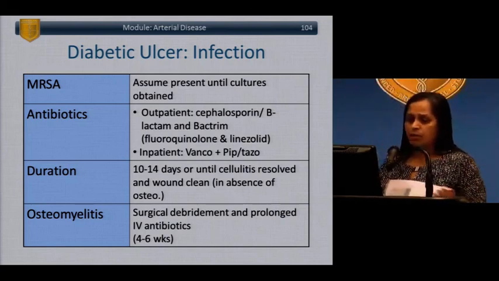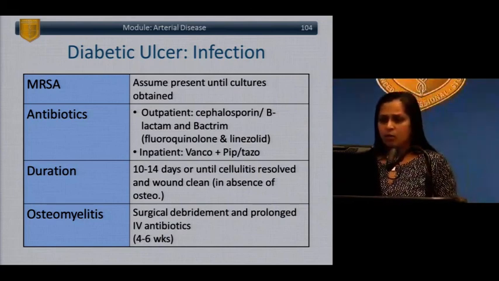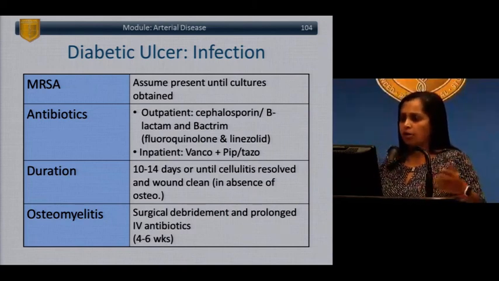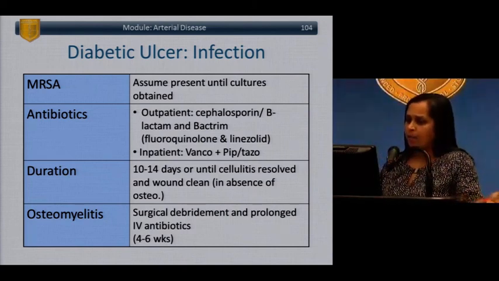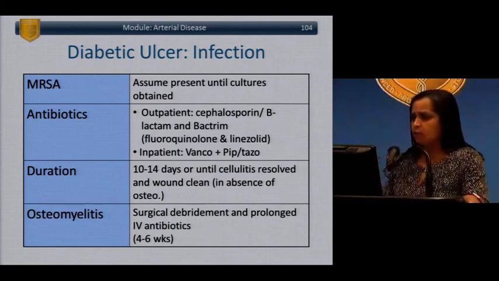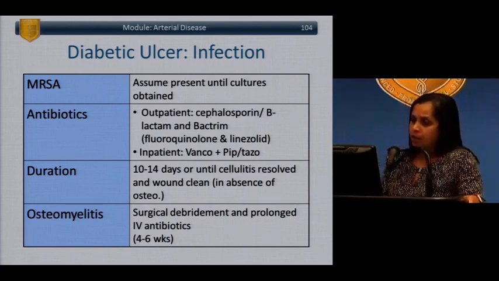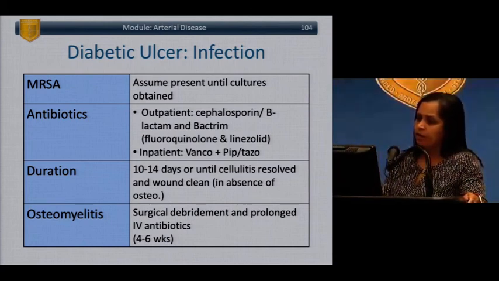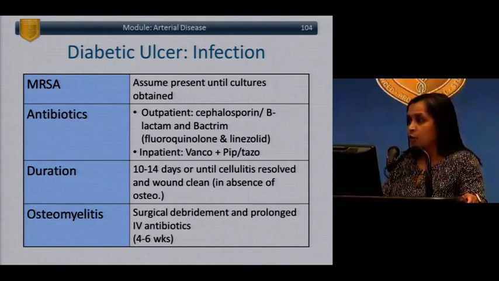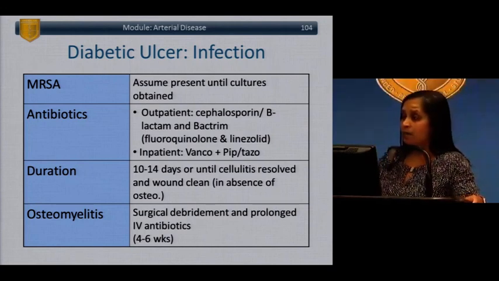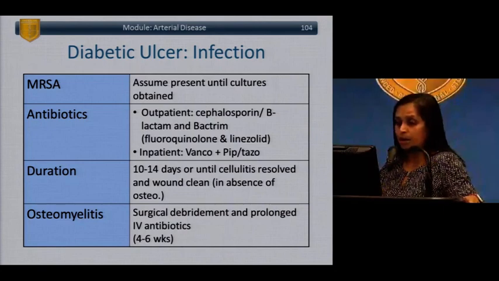In terms of patients that present with infections, you want to assume that they have resistant infections until you have cultures proving otherwise. Outpatient antibiotic spectrum is often a cephalosporin and Bactrim. An inpatient antibiotic typically involves broad spectrum antibiotic coverage. You need to continue the coverage for approximately 2 weeks until the cellulitis is resolved and the wound looks completely clean. In some patients with osteomyelitis, you may need additional surgical debridement and prolonged antibiotics for 4 to 6 weeks.